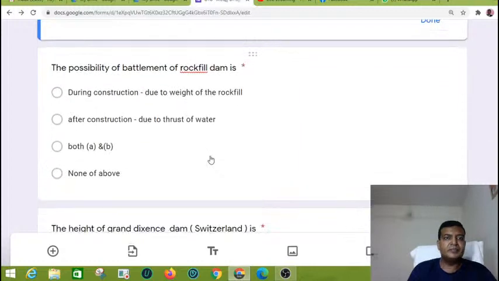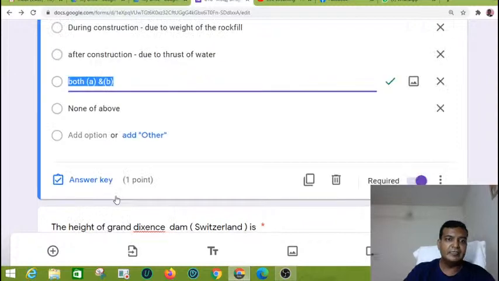The possibility of settlement of rock-filled dam is during construction due to weight of the rock fill, after construction due to thrust of the water, and both A and B. Here the answer is C, both A and B, because it can have settlement due to its weight, and it may have settlement due to thrust of water. So here the answer key is C.